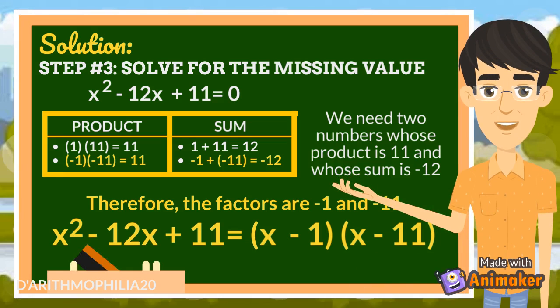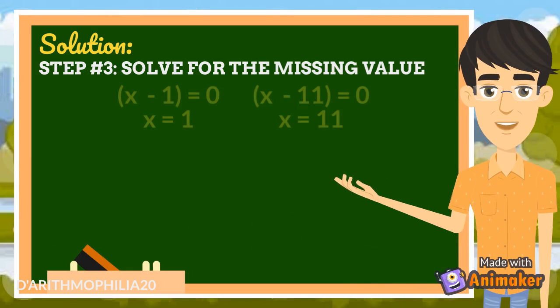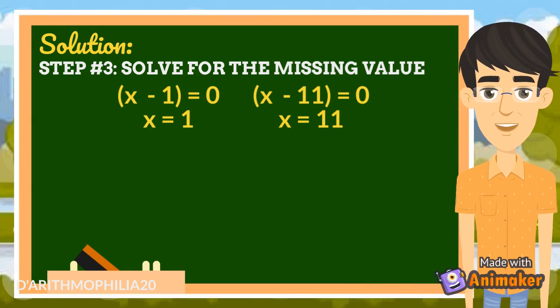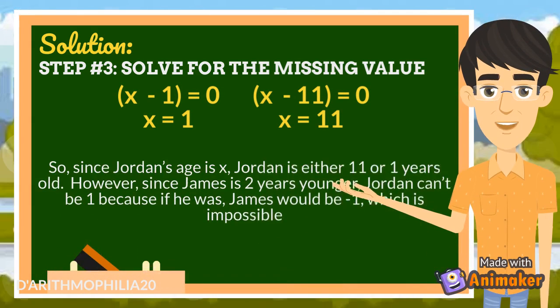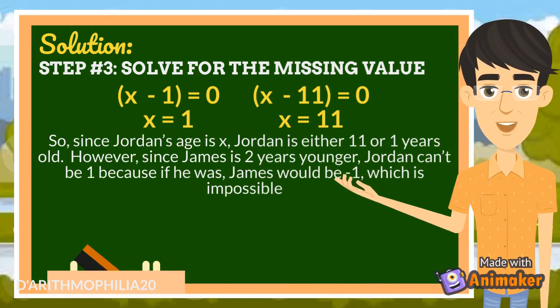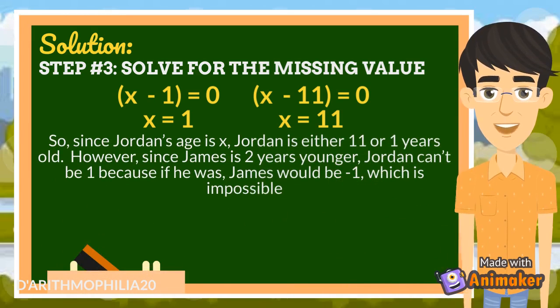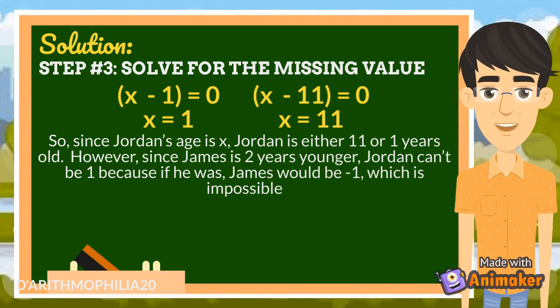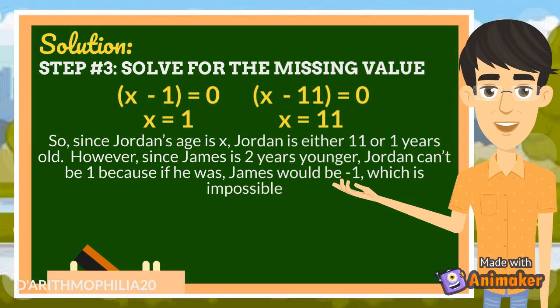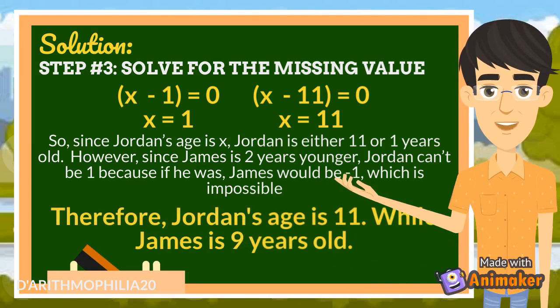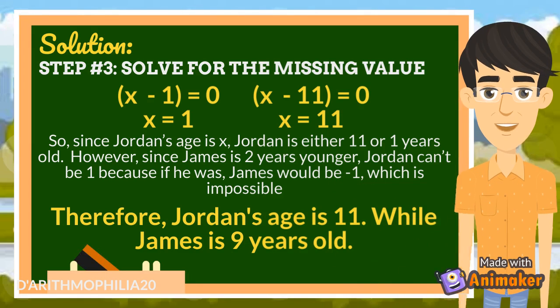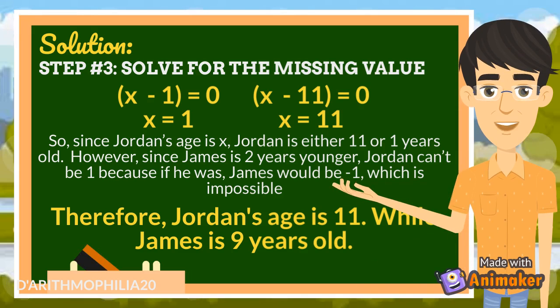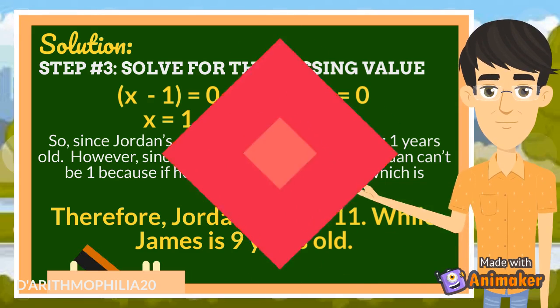To get the values of x, we will equate these two to 0, which will give us the values of x, which are 1 and 11. So, since Jordan's age is x, Jordan is either 11 or 1 years old. However, since James is 2 years younger, Jordan can't be 1 because if he was, James would be negative 1, which is impossible. Therefore, Jordan's age is 11, while James is 9 years old. At last, we have already solved the problem.